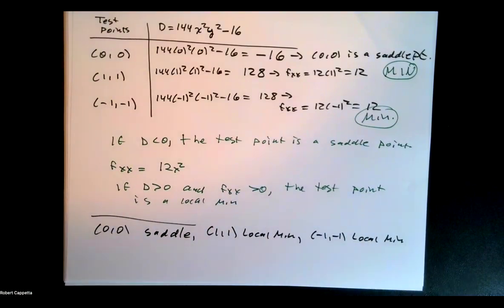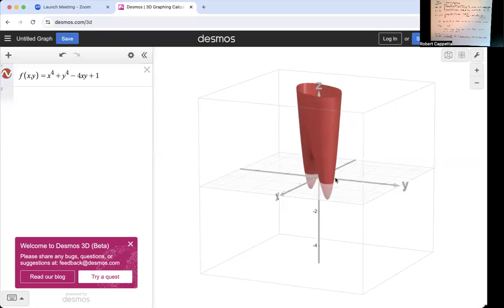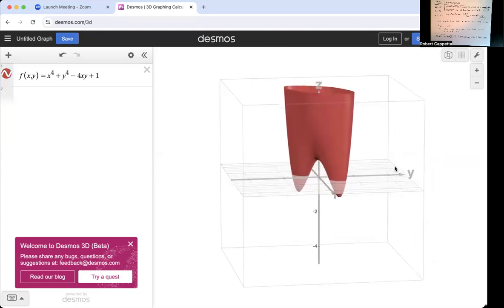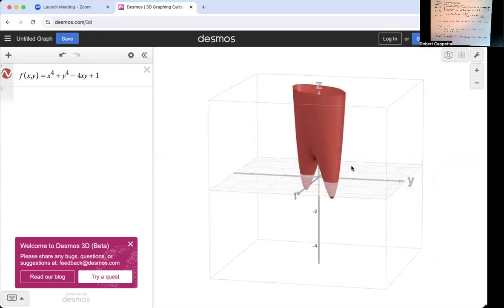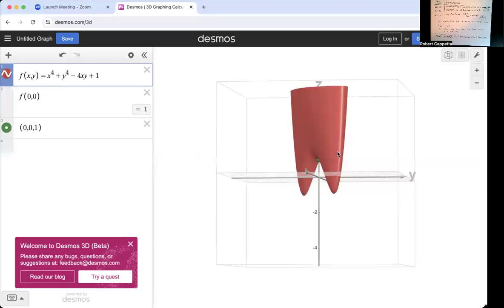So let's take a look at a graph to see if that is verified. So here we go. We have f of xy is x to the fourth plus y to the fourth minus 4xy plus 1. We believe that 0, 0 is a saddle point. But notice that's when x is 0, when y is 0. So in reality, what is f of 0, 0? F of 0, 0 is 1. So if we put that point on there, 0, 0, 1, you can see that green dot. We should be able to see the green dot. Indeed, that is a saddle point.